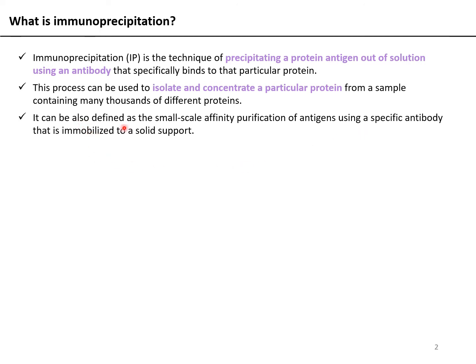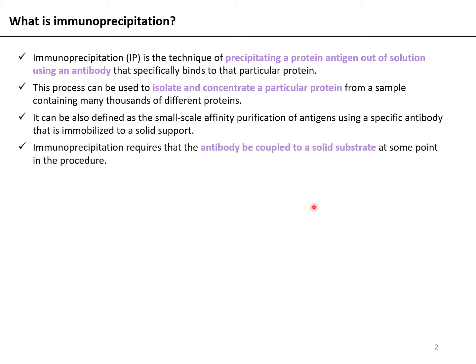Now, IP can also be defined as the small-scale affinity purification of antigens using a specific antibody that is immobilized to a solid support. Now, why do we need the solid support? IP requires that the antibody be coupled to a solid substrate at some point in the procedure. Why? Because the antibody molecules with which you are fishing or pulling the protein out of solution are also protein molecules by themselves. So they will remain in solution unless you couple them to some solid substrate.